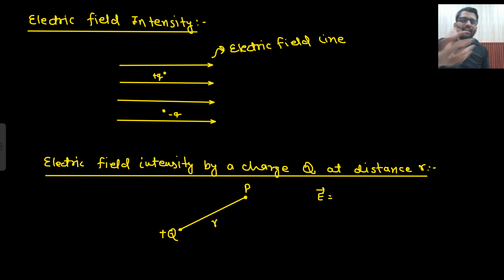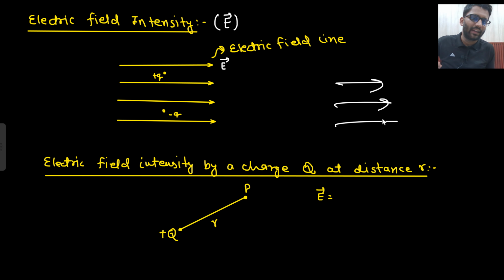So you must have understood what you mean by electric field lines. Now what do you mean by electric field intensity? It is shown by E. From now onwards, whenever I write E, you would say it is electric field intensity. Now these are the electric field lines. In the electric field lines, you put a charge Q. These were my electric field lines. What did I do? I put a charge Q here.